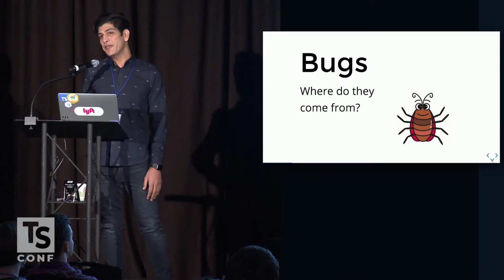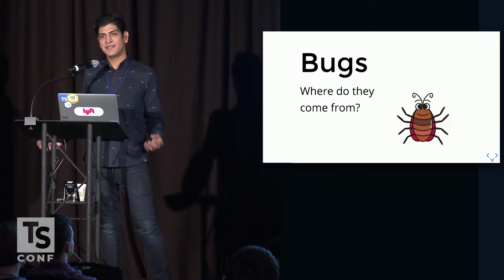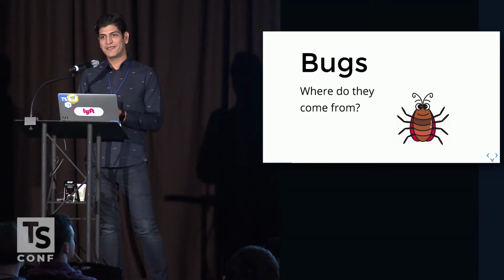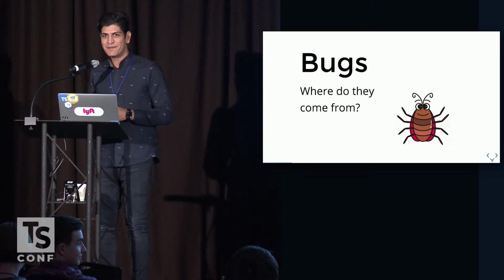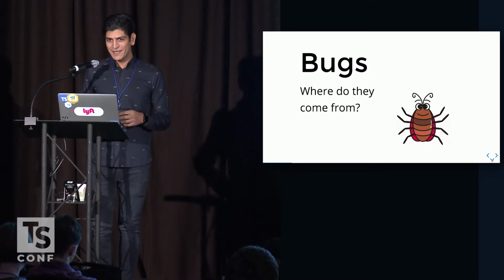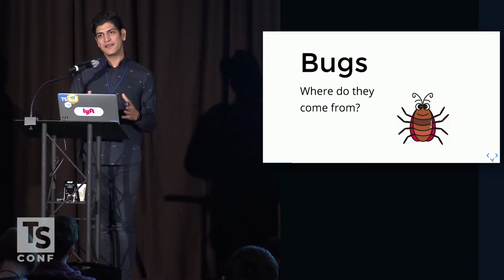But enough about me. Let's talk about this fundamental question that we all had since we were 2. Bugs, where do they come from? What happens when we have bugs? To me, there are 2 categories of bugs.